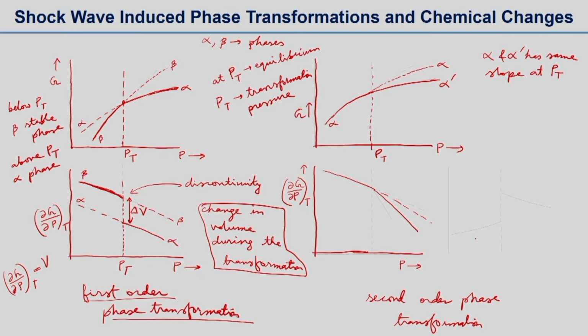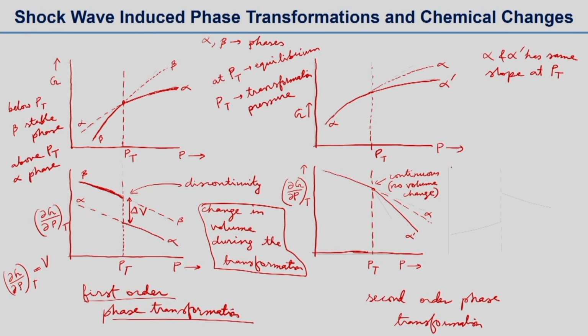sorry, please don't mind any gray line which is already there, as that may confuse you. Only check the red line which I am drawing now. This is corresponding to PT, and the solid line here is alpha prime, and the other corresponds to alpha. Basically we can see that at the transformation pressure there is no discontinuity in this case. It is continuous at this point. That means no volume change, because the first partial derivative of G with respect to P at constant temperature gives us the volume.